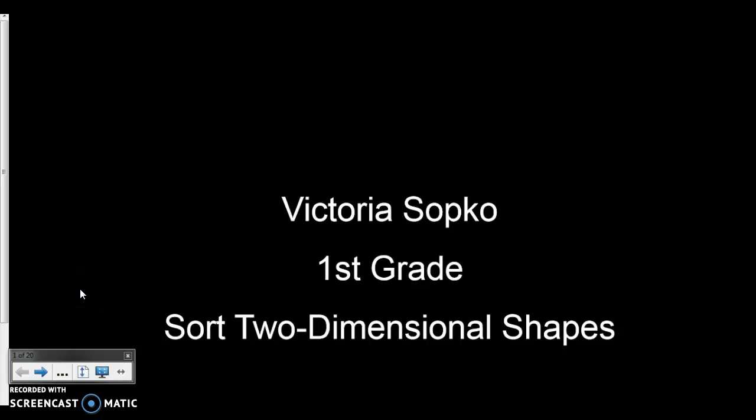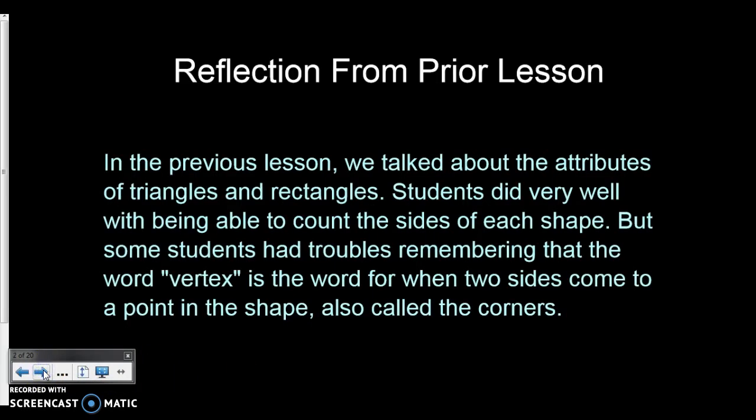Okay, I did my lesson on first grade and sorting two-dimensional shapes. So the reflection from the prior lesson, I said that we talked about the attributes of triangles and rectangles, and they did well with being able to count the sides of each shape, but some students had trouble remembering that the word vertex or vertices meant when two sides of the shape come to a point, or also the corners.